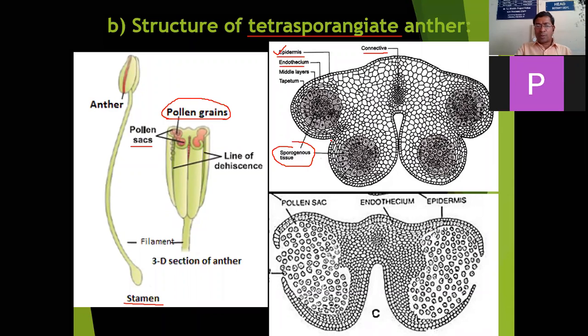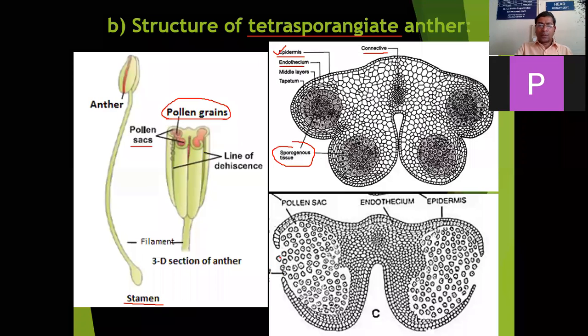Now this part where you can see an opening is present. This opening is nothing but the line of dehiscence. You can see here the line of dehiscence from which that anther breaks, and these 2 chambers unite to form only a single chamber. And when the pollen grains become mature, they are liberated from this opening.